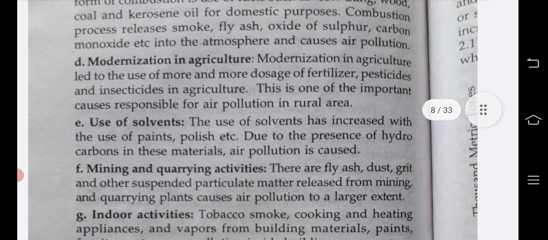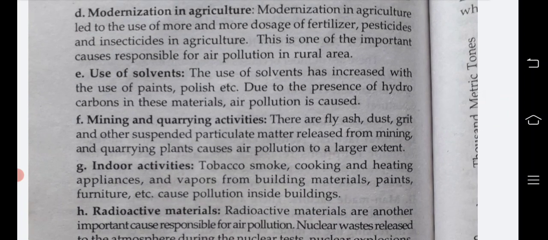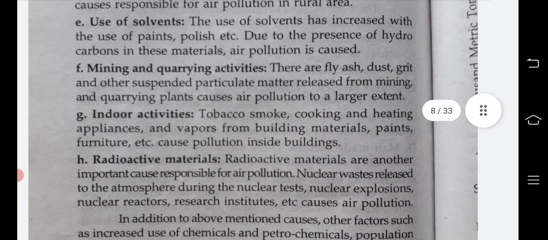Modernization in agriculture leads to the use of more and more dosage of fertilizers. And when agriculture is being modernized, more and more fertilizers are used, which results in lots of pollution. Use of solvents like nail polish and all, we use chemicals, no? That is also an important source of pollution. Mining and quarry: when you dig below the earth to take up mines, coal or quarry activities, it releases a lot of air pollutants.